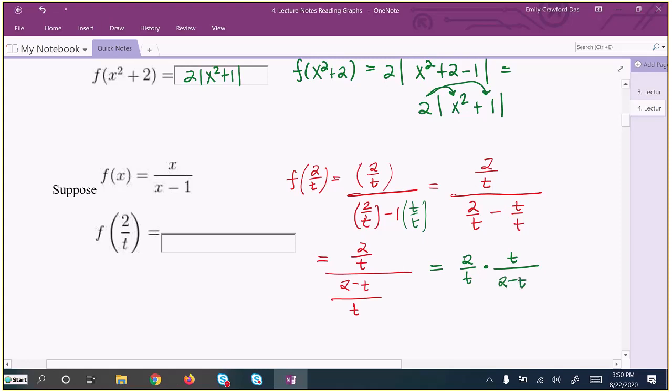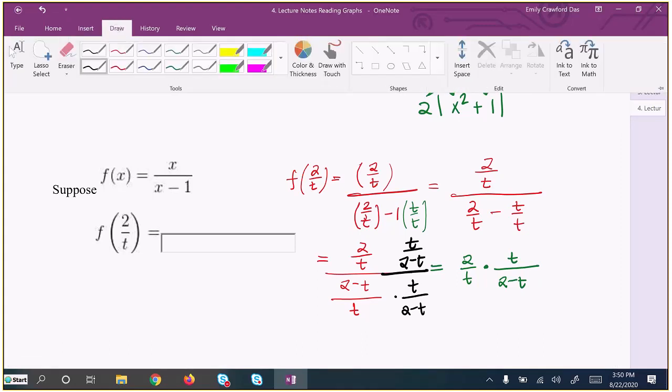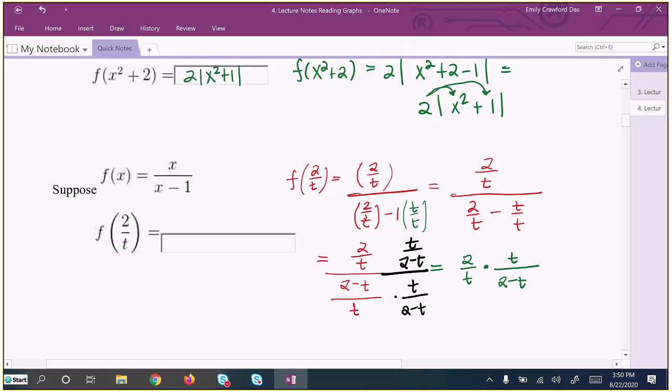Another way of thinking about this, the way that I always like to think about this, is that if I wanted to cancel this denominator on the bottom, then I would need to multiply by t over 2 minus t. And whatever I do on the bottom of the fraction, I need to do the same thing on the top to make it just multiplying by 1. So I can think of it as multiplying by t over 2 minus t on the bottom, and this will cancel and become 1. And I multiply by t over 2 minus t on the top. Well, that's exactly what I've written here off to the side.